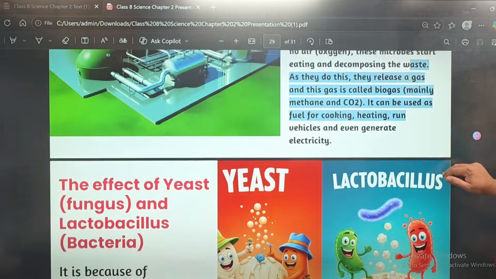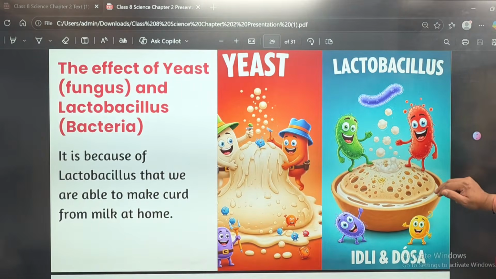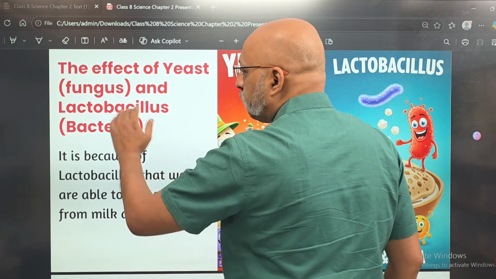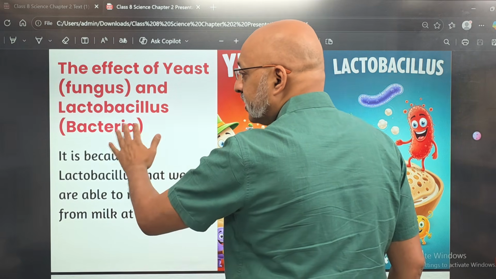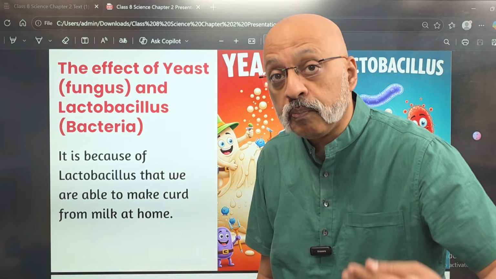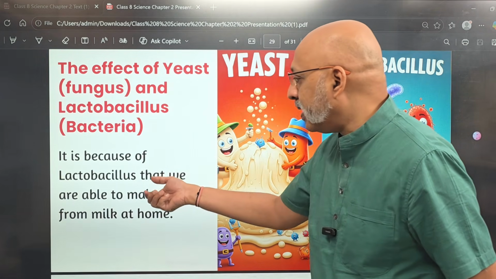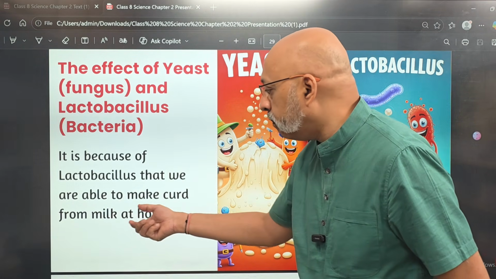Then the other thing which I wanted to tell you about is the effect of yeast. Okay, now what I told you, yeast is a form of fungus, and lactobacillus is the bacteria which helps in the formation of curd from milk, right? It is because of lactobacillus that we are able to make curd from milk at home.